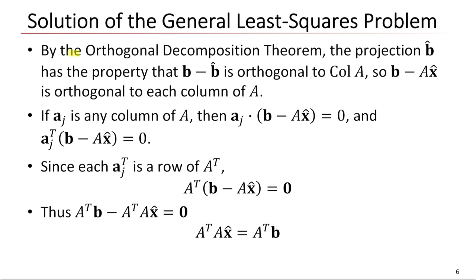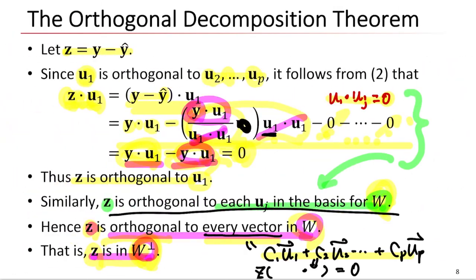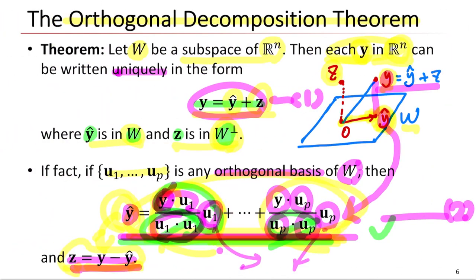So by the orthogonal decomposition theorem, what is that? If we go back to lecture 10, there was the orthogonal decomposition theorem. We can represent an arbitrary vector y as y hat plus z, where y hat is the orthogonal projection of the vector y onto the subspace W, and z is the component of y which is perpendicular to the subspace W, right? So this is the orthogonal decomposition theorem. We already know this.